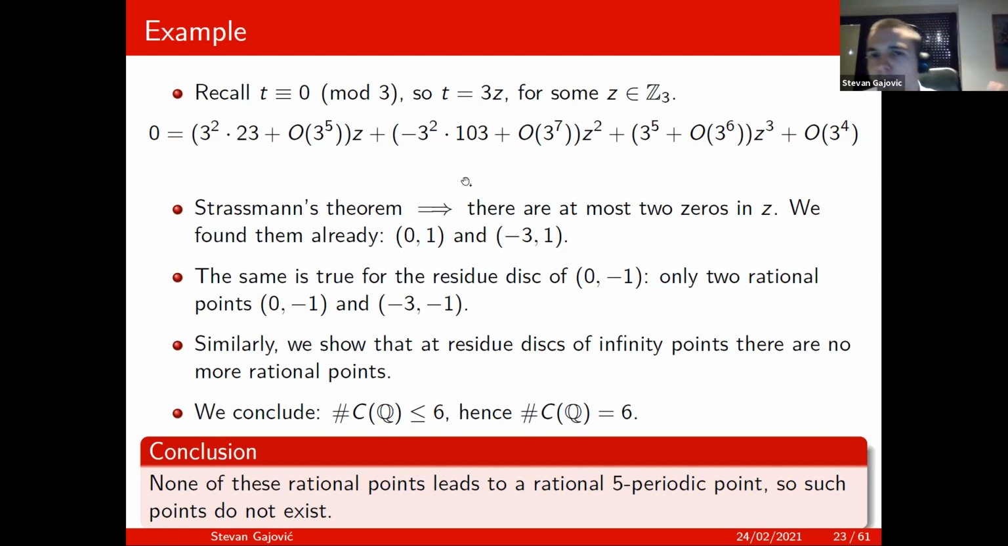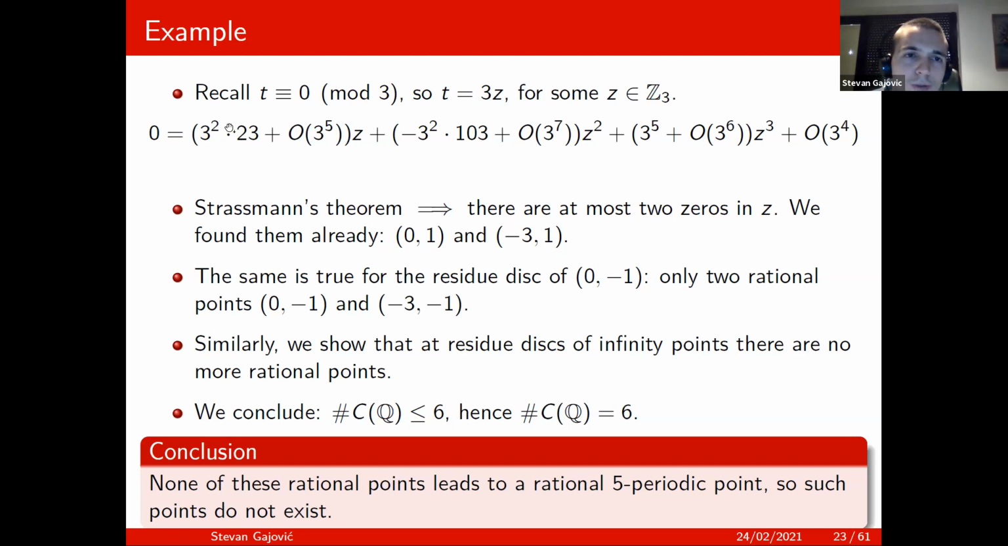And now in this example, Strassmann's theorem requires that the coefficients of your power series converge to 0 as we approach infinity. That would be the case certainly, because since T is 3Z, then T to the n will be 3 to the n Z to the n. So this will go to 0 in the 3-adic topology. And then we consider the smallest valuation at 3 of all coefficients.